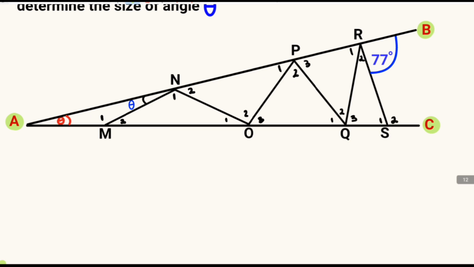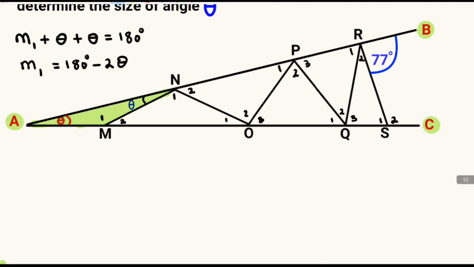We focus on the shaded triangle and we have to determine angle M1, and we know that all the angles inside the triangle add up to 180 degrees. So M1 plus theta plus the other theta will be equal to 180 degrees. So our angle M1 will be equal to 180 degrees minus 2 theta.